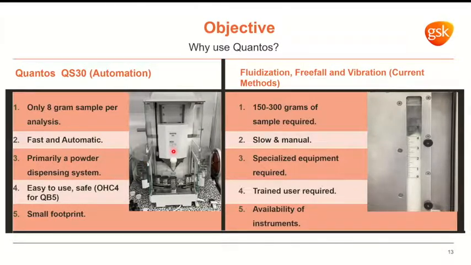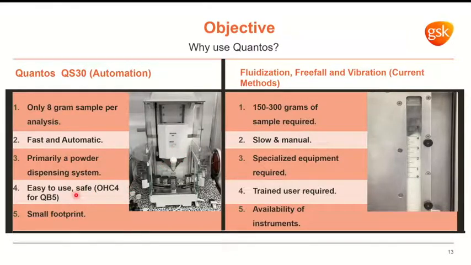Also, this machine is primarily a powder dispensing system, whereas the equipment used for the remaining three studies are special equipment that is acquired just to study the segregation risk. So this means that using this new system, we will be able to make multiple uses of the machine. A machine which was primarily acquired for some other reason is now used to study segregation as well. So it's a multi-purpose machine.